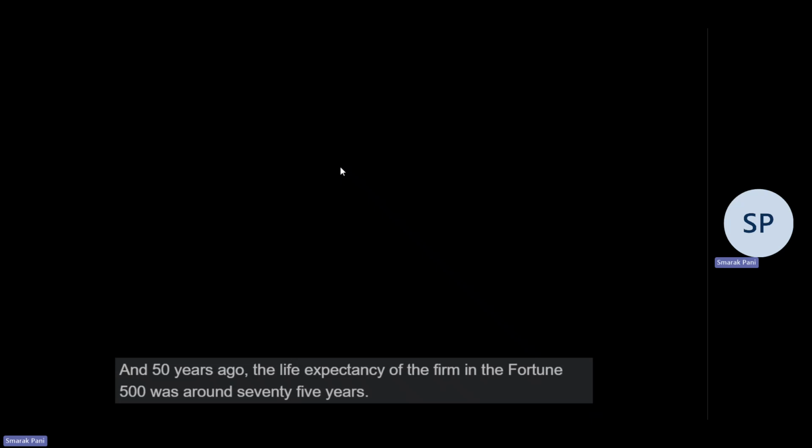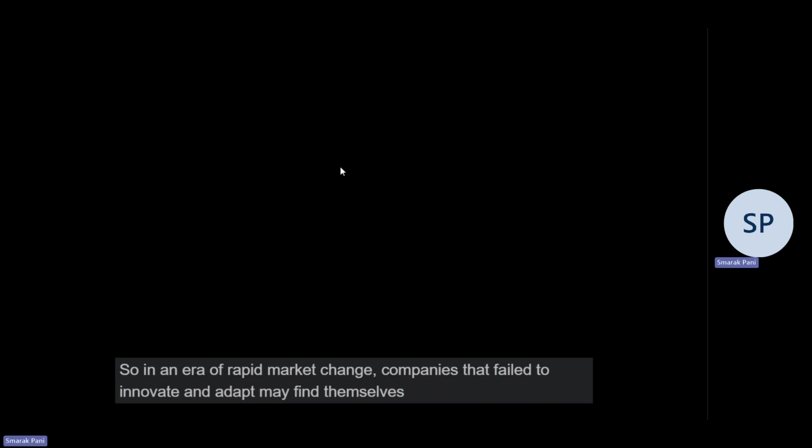And 50 years ago, the life expectancy of a firm in the Fortune 500 was around 75 years. Today, it's less than 15 years and it's declining all the time. So in an era of rapid market change, companies that fail to innovate and adapt may find themselves unable to compete and quickly decline.